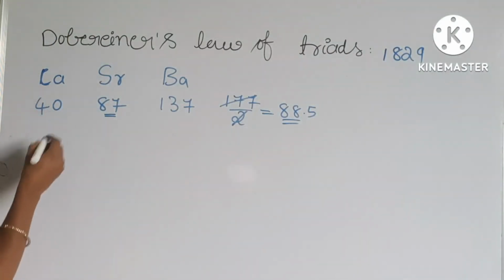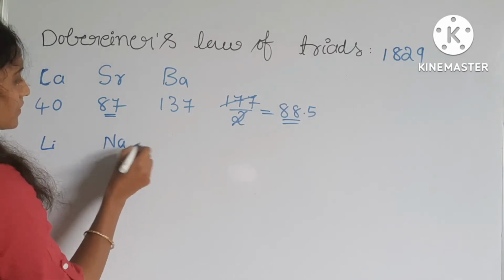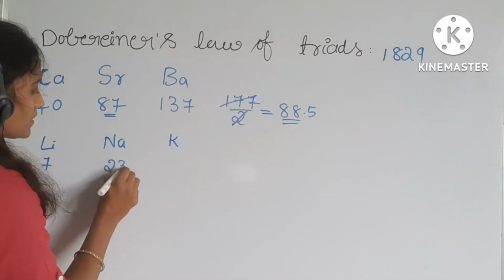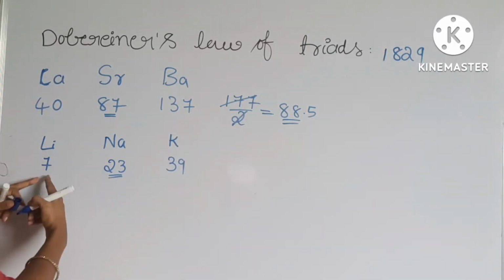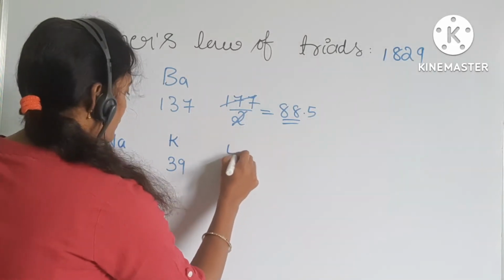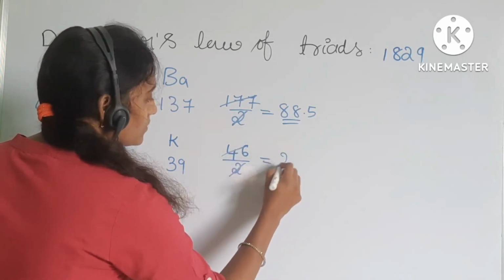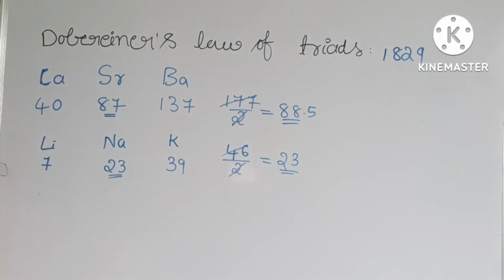You can take one more example, lithium, sodium and potassium. Lithium has atomic mass 7, sodium is 23, potassium is 39. This is the middle element. You can take the total for the first and third elements, then you will get 46, divided by 2, that is 23. See, this one is exactly equal to the middle element. So we can say these three elements are also one triad.